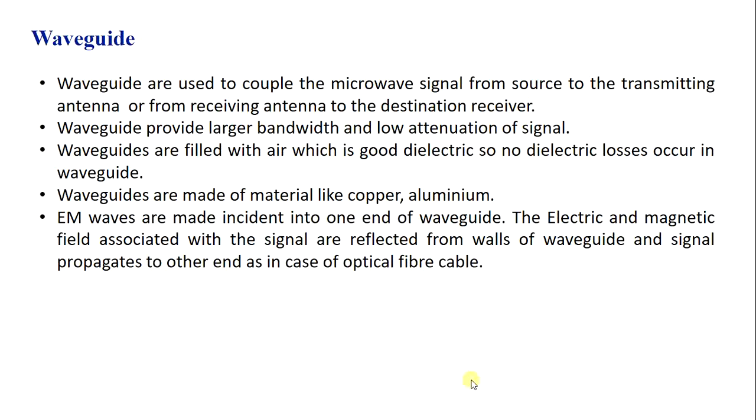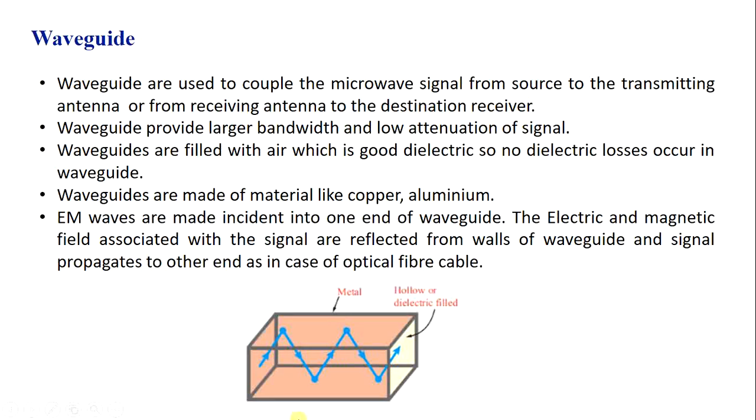Electromagnetic waves are made incident into one end of the waveguide. The electric and the magnetic field associated with the signals are reflected from the walls of the waveguide as shown in the figure, and the signal propagates to the other end, as in the case of an optical fiber cable. How does the signal transmit through the optical fiber cable? With the phenomenon of total internal reflection. In such a way, the electromagnetic waves propagate inside a waveguide.